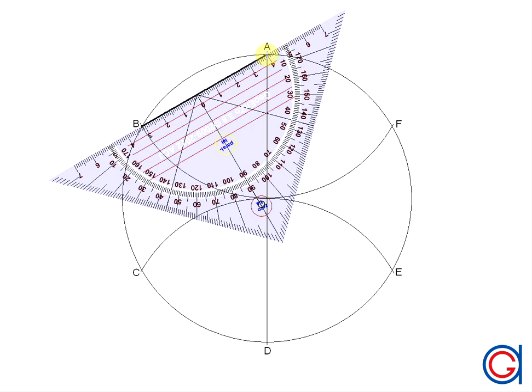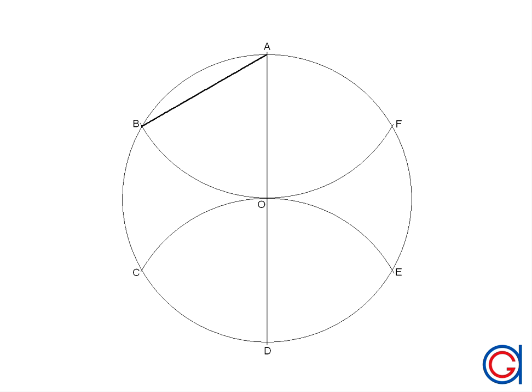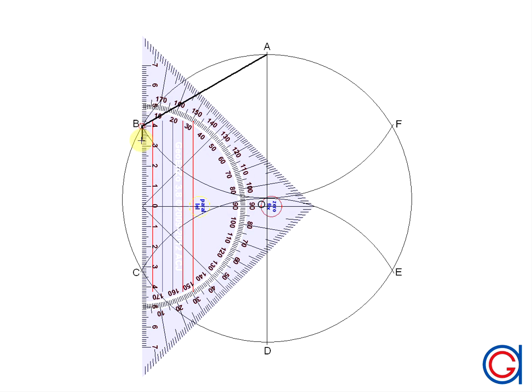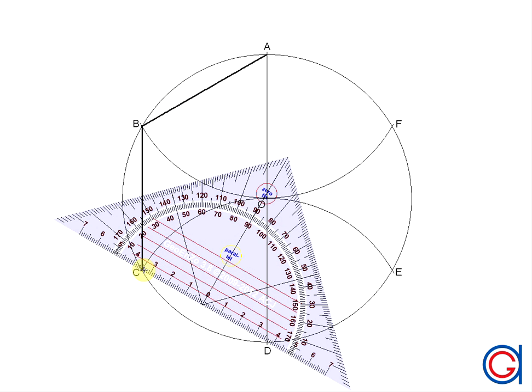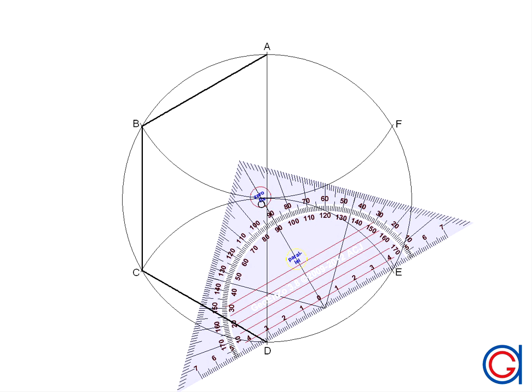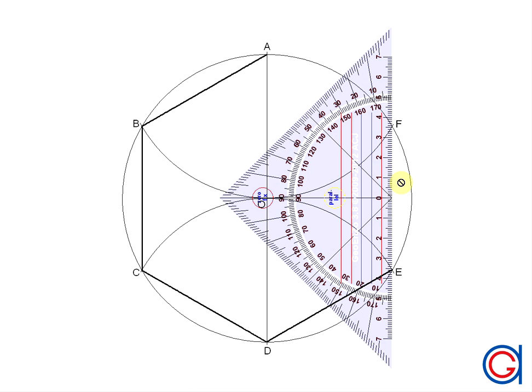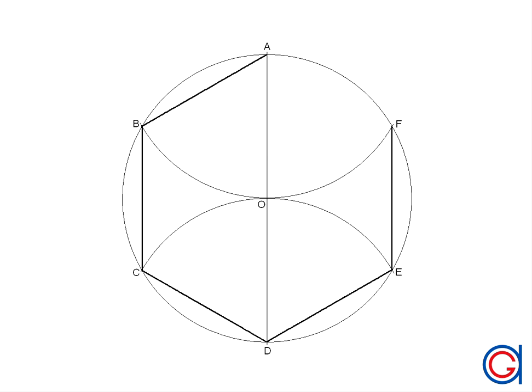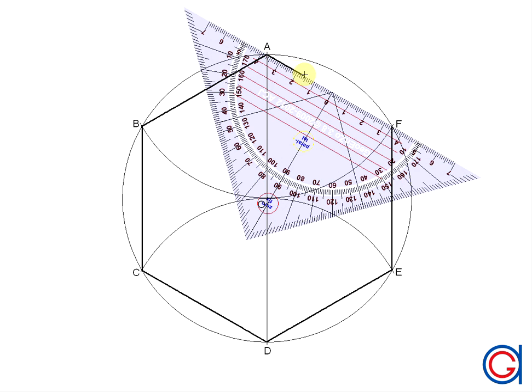So finally, the last step is to join our vertices: B to A, B to C, C to D, D to E, from E to F, and finally we close our hexagon joining points A to F.